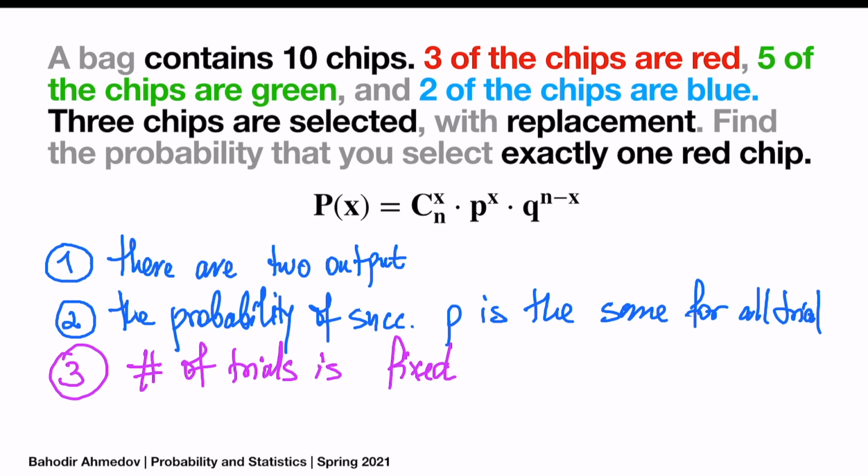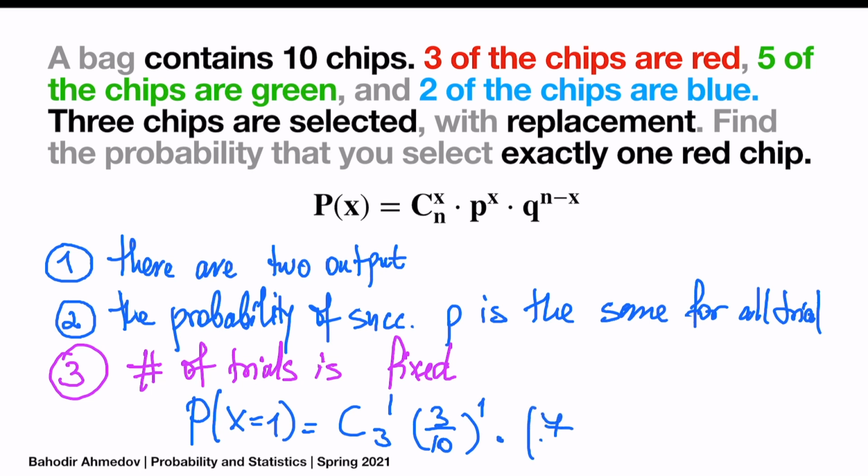binomial distribution formula. So in this case, the probability of x equal to 1, because we need to have 1 successful trial out of 3, is going to be equal to C(3,1) times p, which is 3 over 10, to the power of 1, times q. What is the probability of choosing a ball which is not red? 7 over 10, right? 7 over 10 to the power of 2. Okay? So this is how we can calculate the probabilities for the binomial distribution.